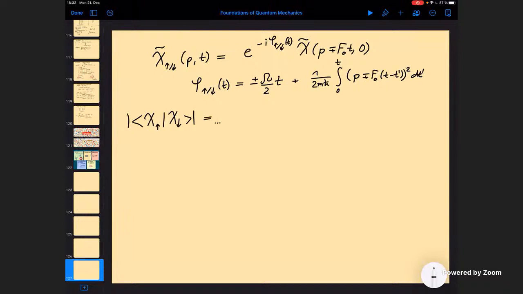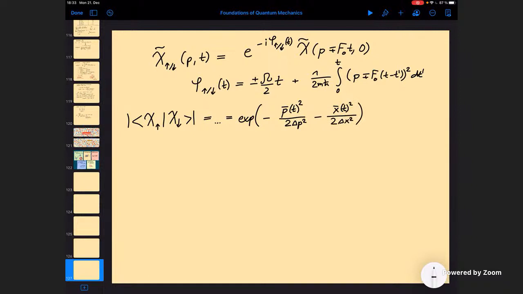And you can insert the expressions up here and take the overlap. So the integral over P in momentum space, and you will find the following, and that's interesting. So you will find an exponential, and it will look like this. Some average P that evolves in time, which I will define in a moment, divided by some delta P squared, which I can also define in a moment, and then the same for X. Okay, so that's the formula in general.